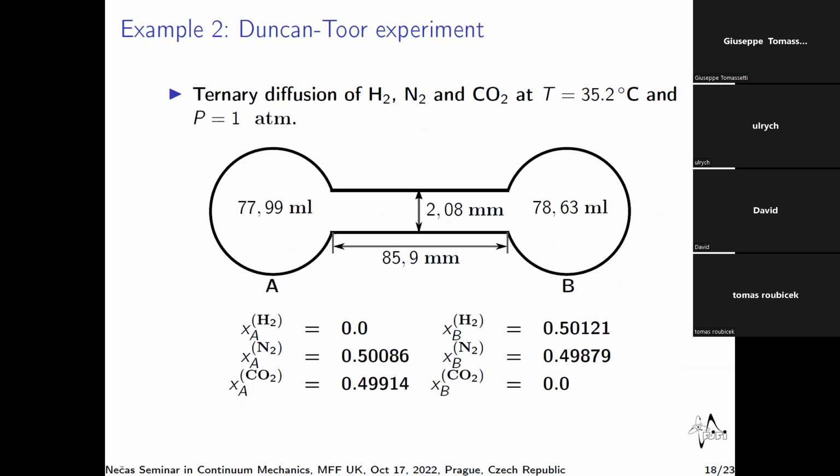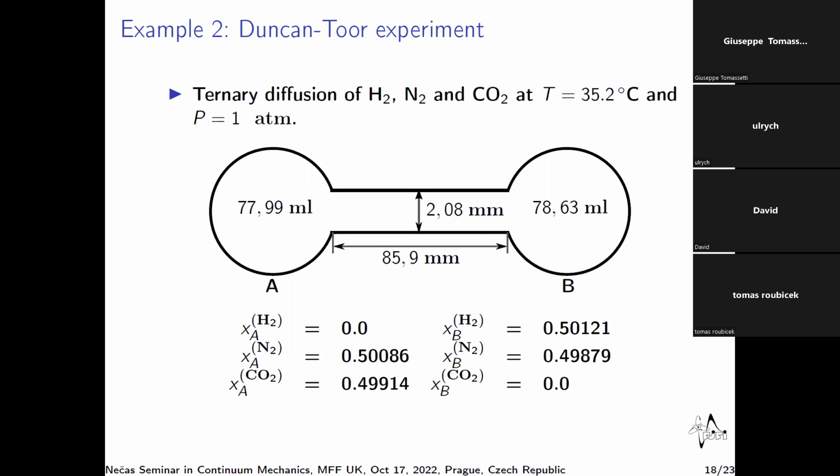And now I have another experiment which is even more interesting, and this is the ternary diffusion, the Duncan-Toor experiment. This is a classical experiment in multi-component diffusion, which was proposed to study different phenomena related to more than two-component diffusion. So basically, the experiment consists of two bulbs, which are connected with this tube. And initially, these bulbs contain a mixture of three components: hydrogen, nitrogen, and carbon dioxide.